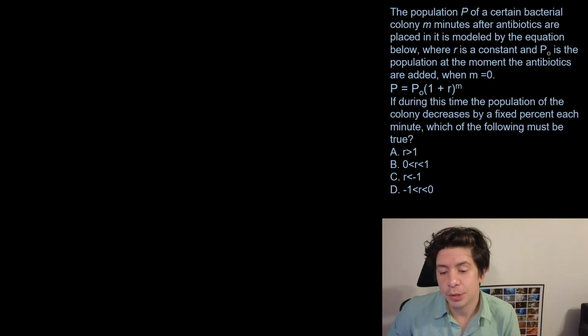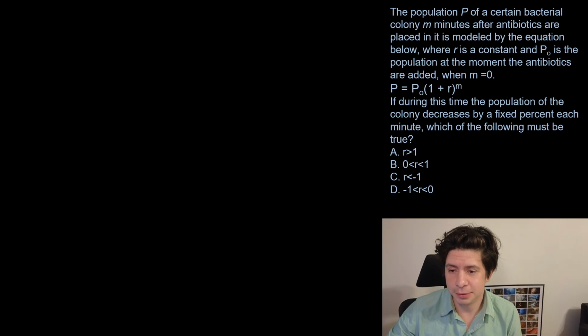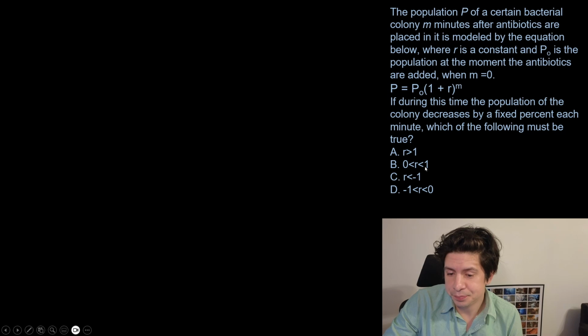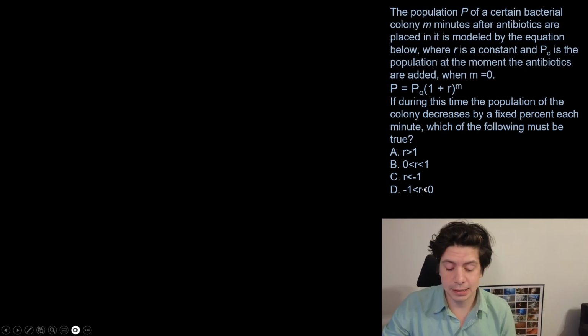So A, R is greater than 1, okay. B, 0 is less than R, which is less than 1. C, R is less than -1, or D, R is between -1 and 0.